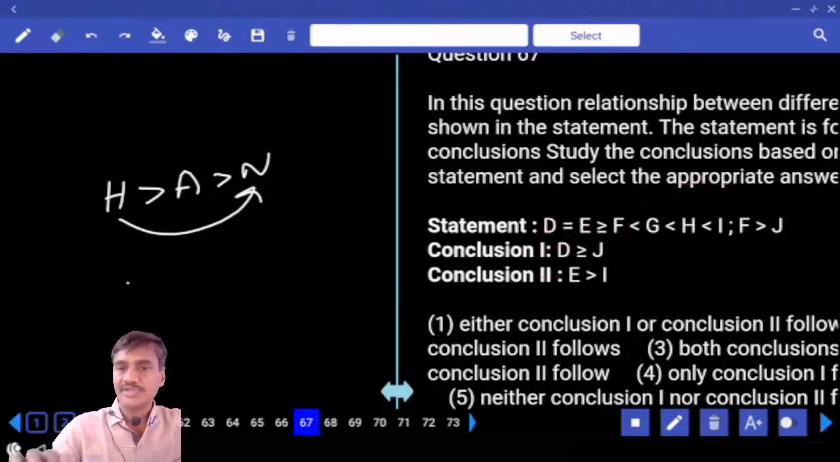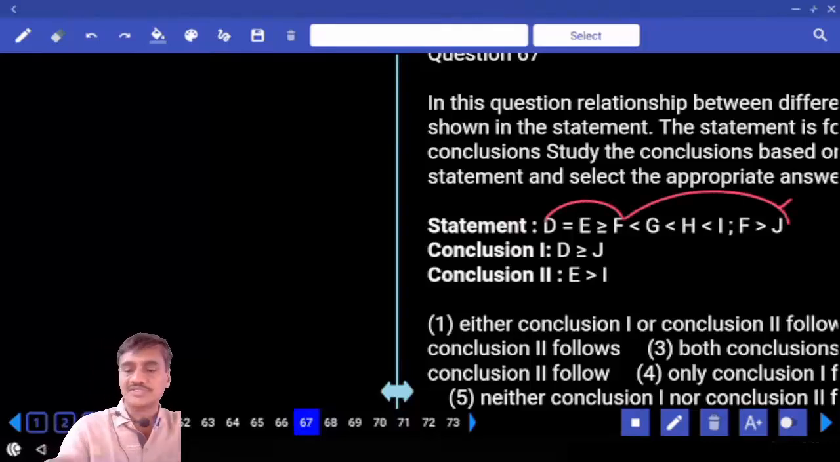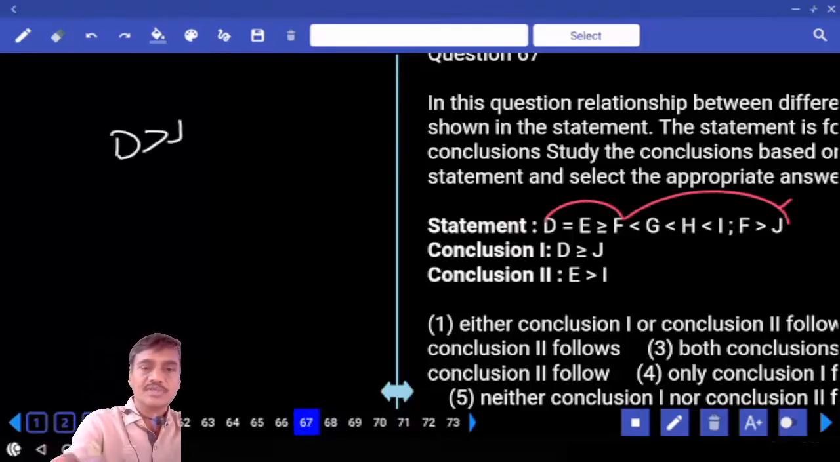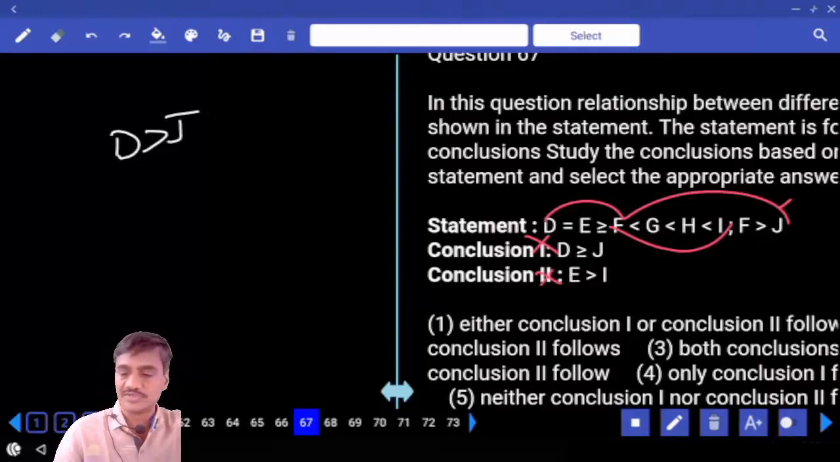Then coming to 67, D and J. Now between these two, D is here, J is here. Which letter is common? F is common. D greater than or equals to F, F greater than J, D greater than J is true. And equals to J is false. E and I: between E and I, greater than, lesser than, two opposite symbols, no relation. Hence neither one nor two, choice 5, question number 67.